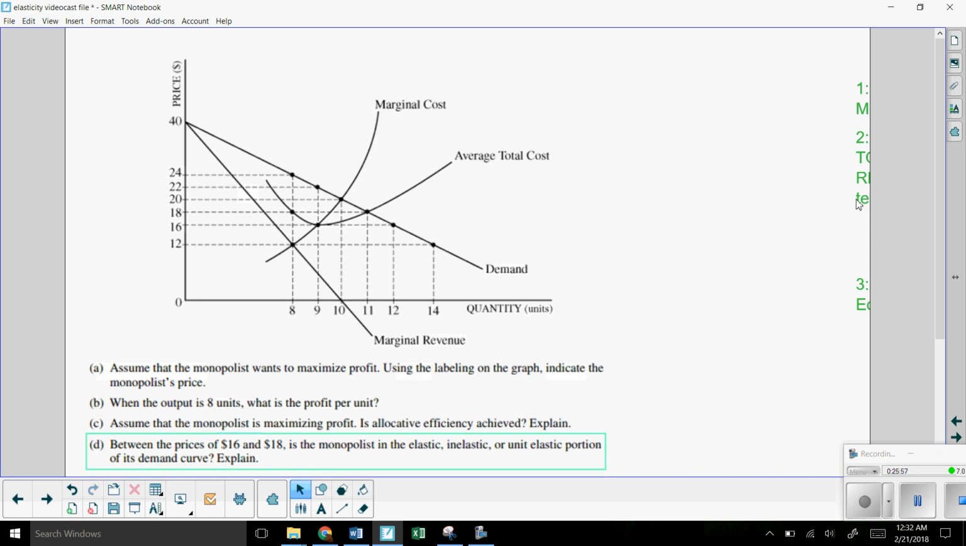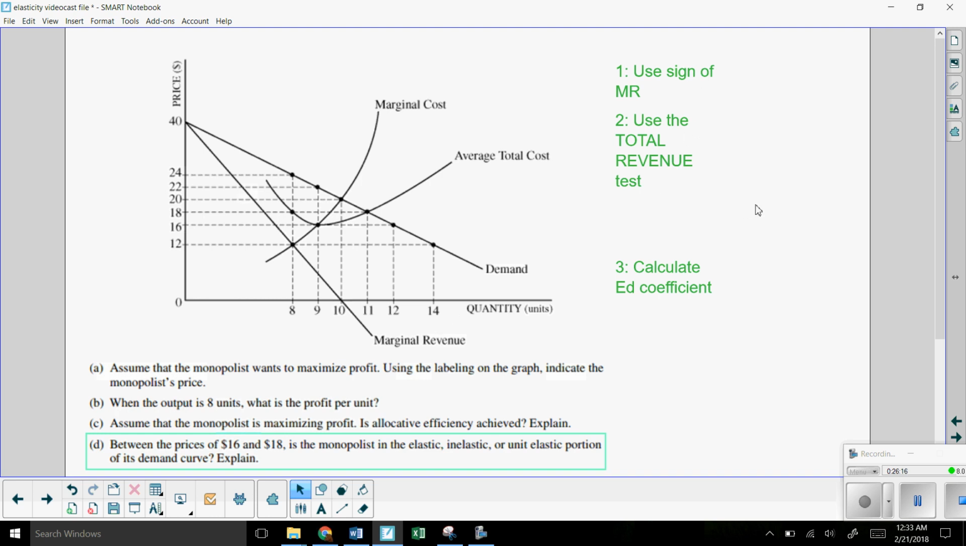Well, let's think here. We could use the sign of marginal revenue. So at price of 18, that goes along with quantity of 11. You can see MR's down here. The price of 16 goes along with quantity of 12, and MR's down here. So that would tell us demand is inelastic.